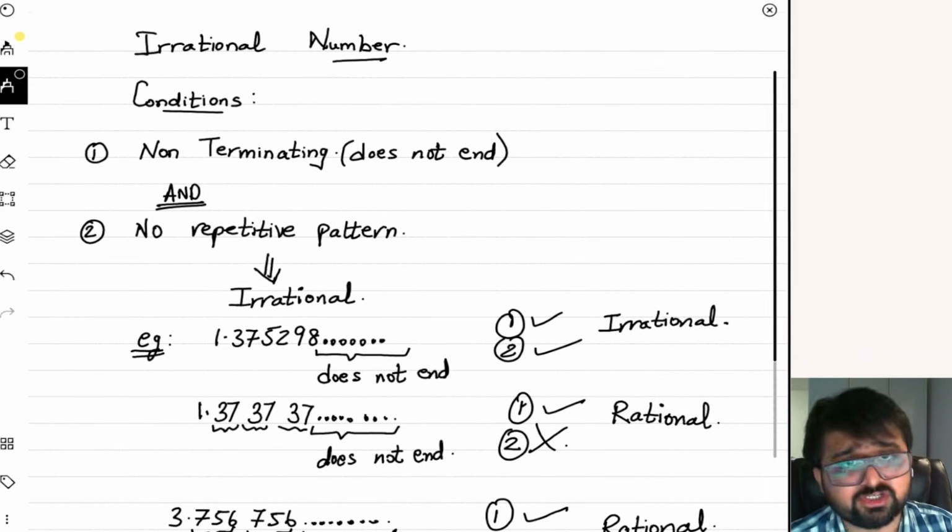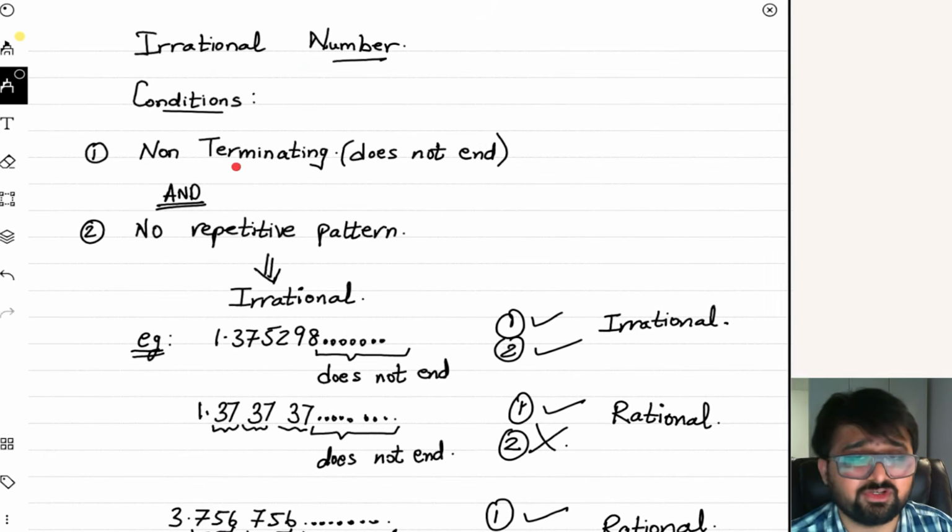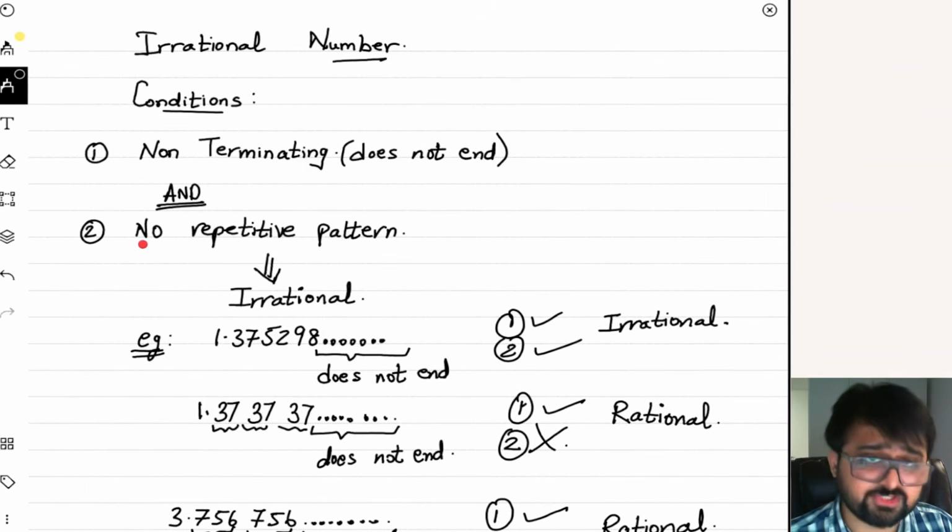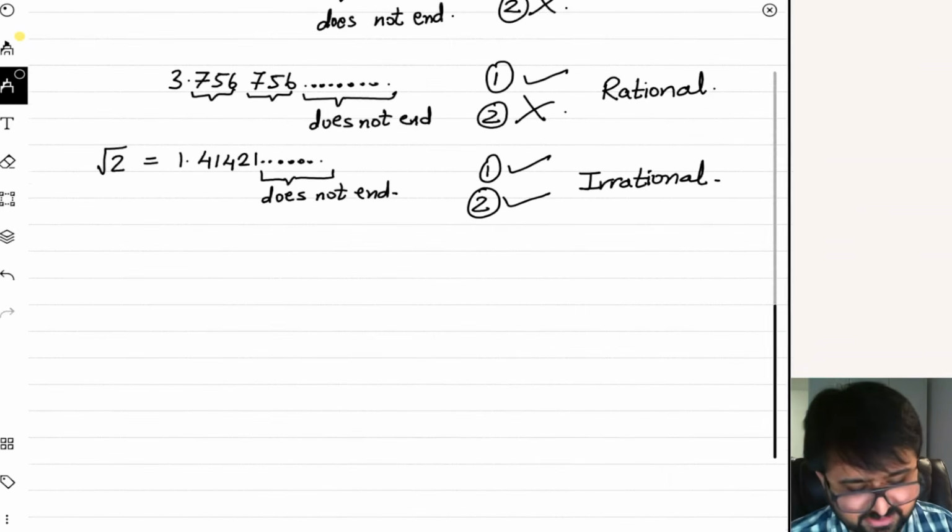So whenever you want to determine whether a number is an irrational number, you just have to see these two conditions. Condition 1, that the number should be non-terminating. That means it should not end. There should be a dot dot dot in the decimal portion. That means it should just keep on going forever. Condition 2 is there shouldn't be any repetitive pattern. Whenever you see a pattern like this, it's not an irrational number, but it is a rational number. Okay, I hope that difference is clear. If these two conditions are satisfied, then it's an irrational number.